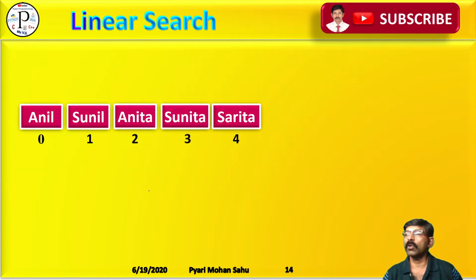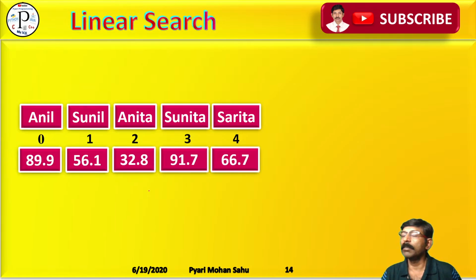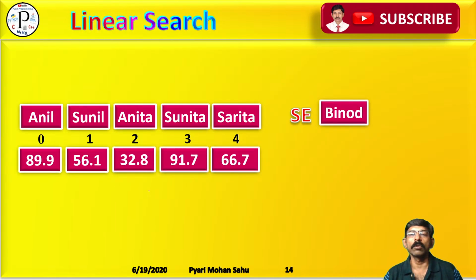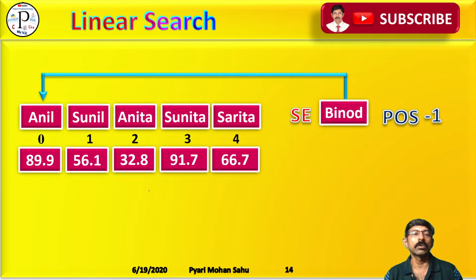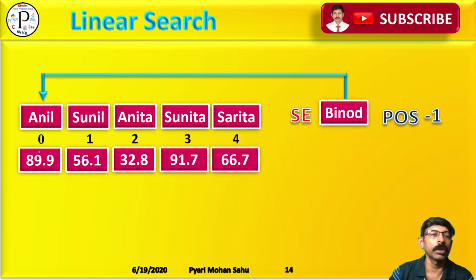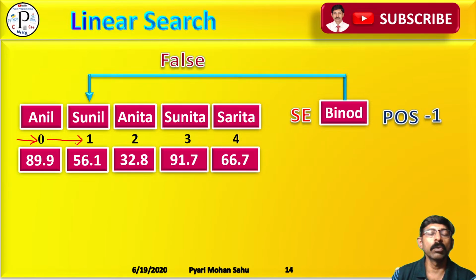Look at this. I am taking the not found case now. This is the name and this is the index position. Now I want to search Vinod. Initially, the index position is -1. Now Vinod is compared with the 0th index position because index position begins from 0. It is false, not matching. Again, Vinod is compared with the next index position because I'm increasing the counter by 1. So here Vinod equals Sunil. Again, it is false. Increase the index position.